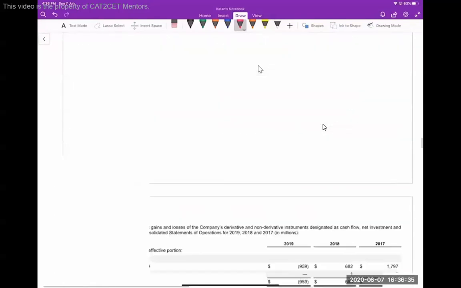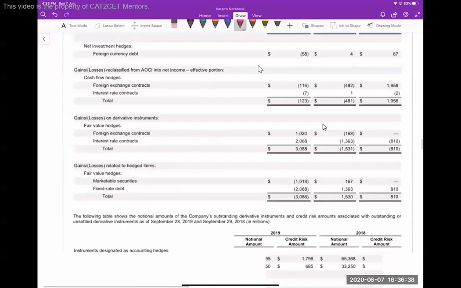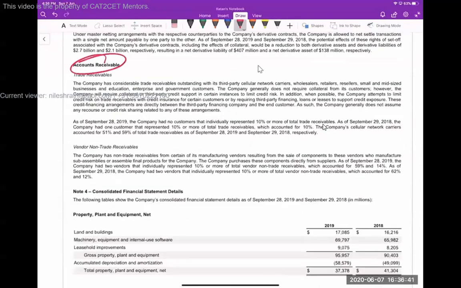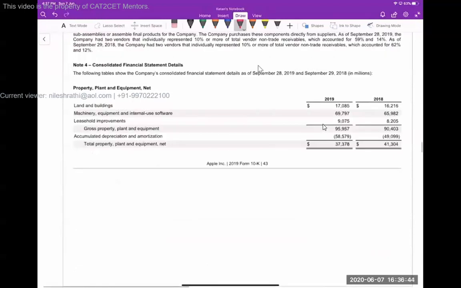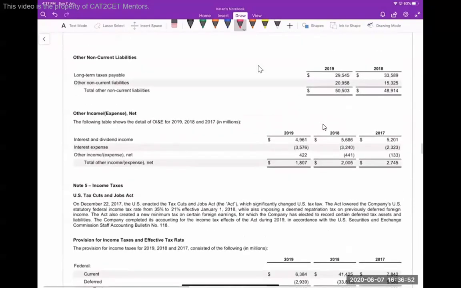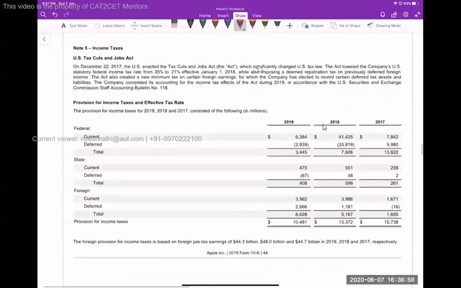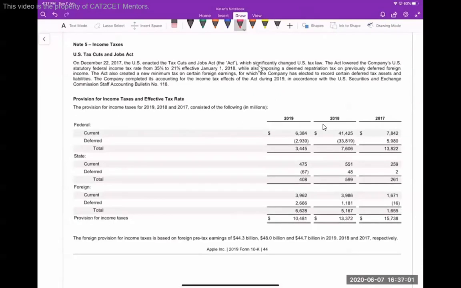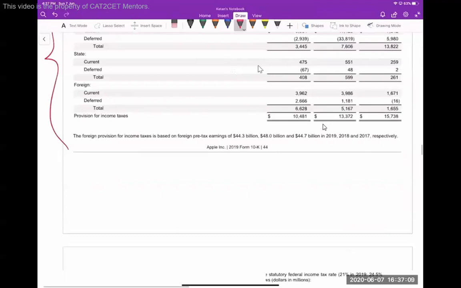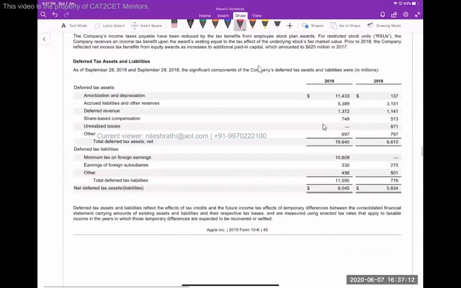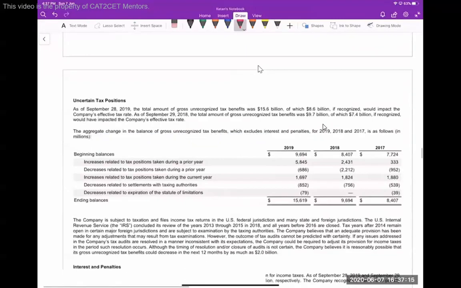Let's go step by step. Account receivable, I told you, right? They will be giving you the information about account receivable. PPE, property, plant and equipment, a detailed breakup is given here. So all these things are going to help you. Other income, the breakup is given here. Other non-current liabilities, the breakup is given here. Income tax: on your income statement, you will see income tax directly as a number, but how the tax has been calculated is something coming from here. Deferred tax assets and liabilities. Let's go step by step.